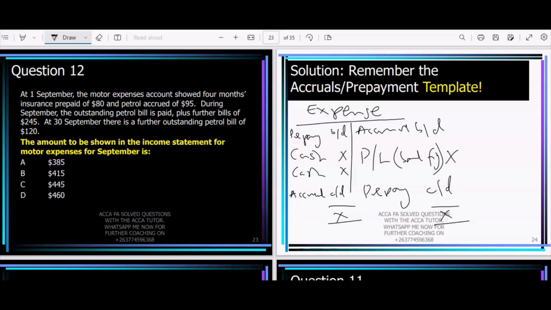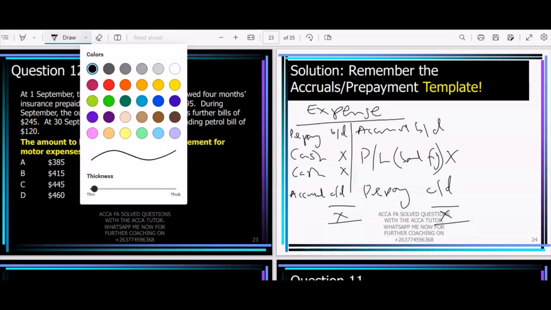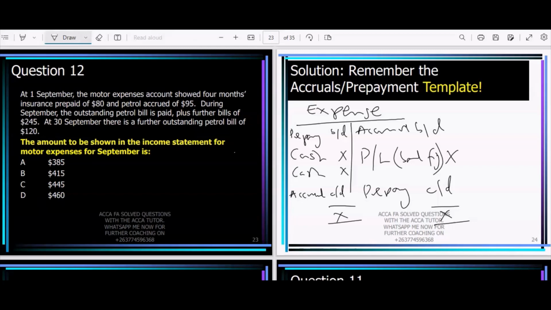So let us then use this template to finish our question on the information provided on the screen. Let me try to improvise the space available. Here this one is a motor vehicle expense, so we draw the motor vehicle expense account.